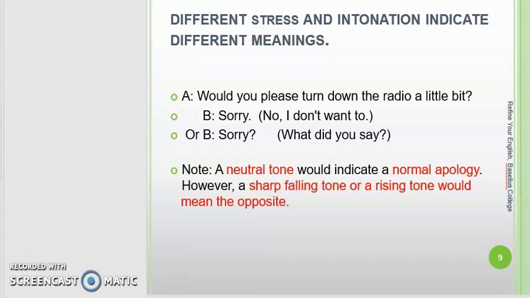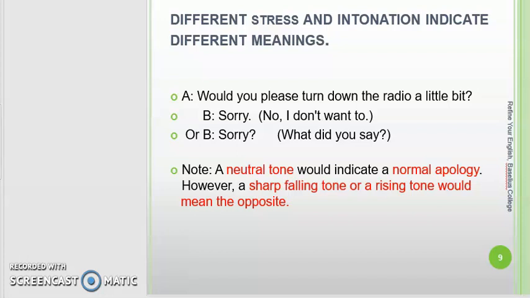So if I say "Sorry," which means no, I don't want to, I'm not going to turn down that radio a bit. "Sorry. What did you say? I didn't hear. Could you repeat what you said right now?" If I say "sorry," it means a neutral tone and a normal apology. "Sorry, I'll just shut that down right now."